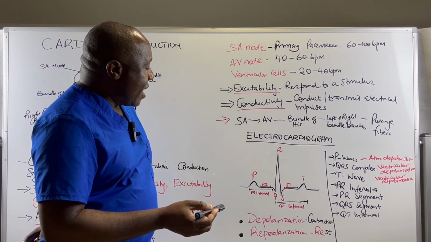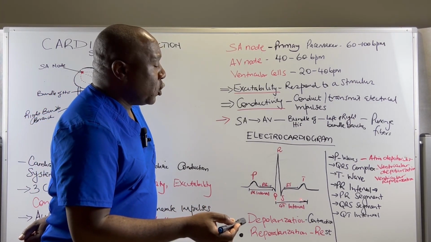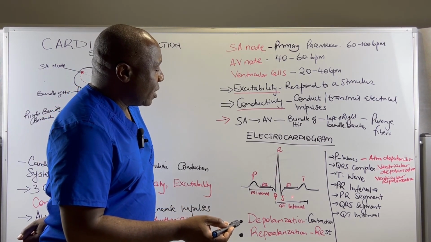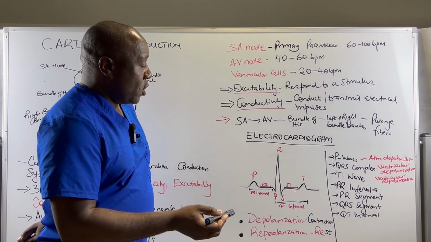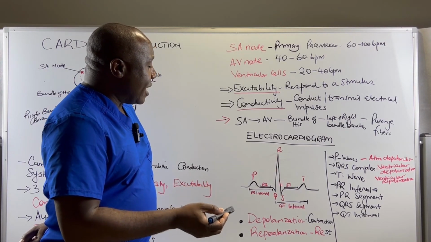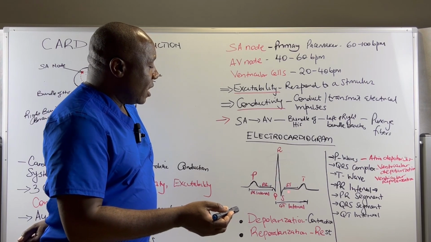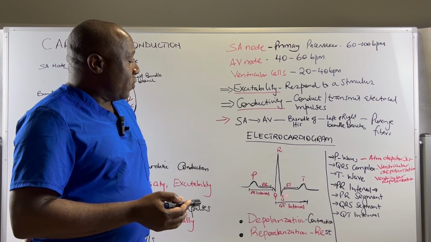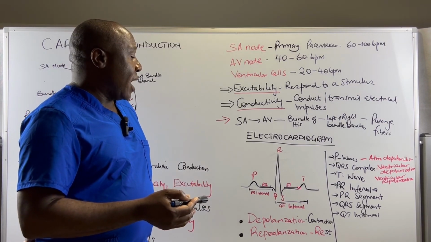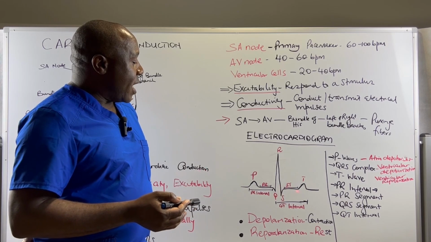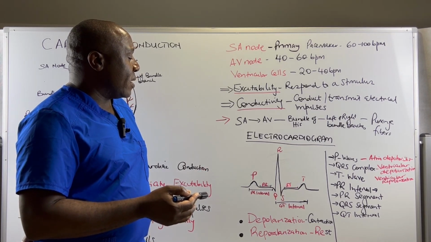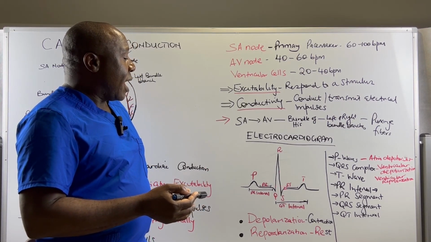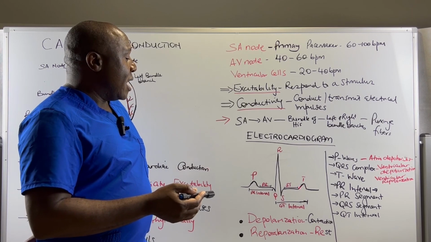Then we have the QT interval. The QT interval represents ventricular depolarization and repolarization. So when the ventricles depolarize and repolarize, it is represented by the QT interval. So that's when the ventricles contract and when they relax. Now the ST segment represents the duration between ventricular contraction and the beginning of ventricular relaxation.